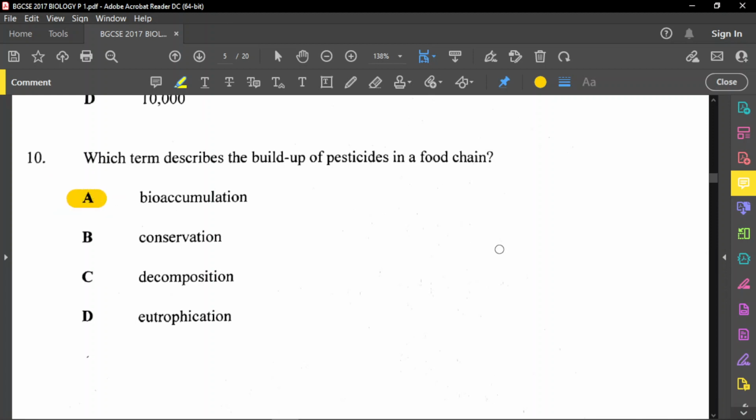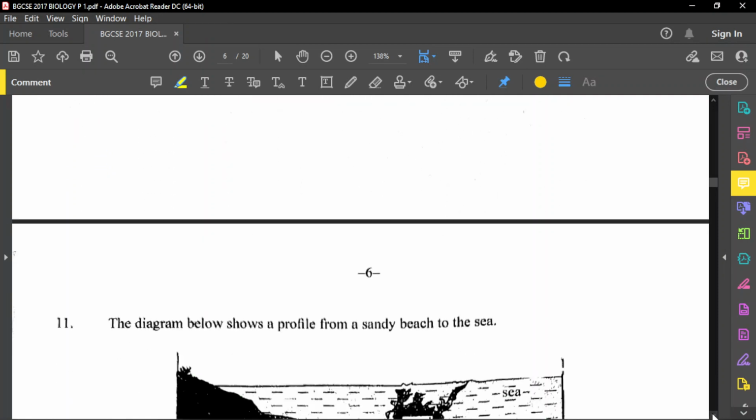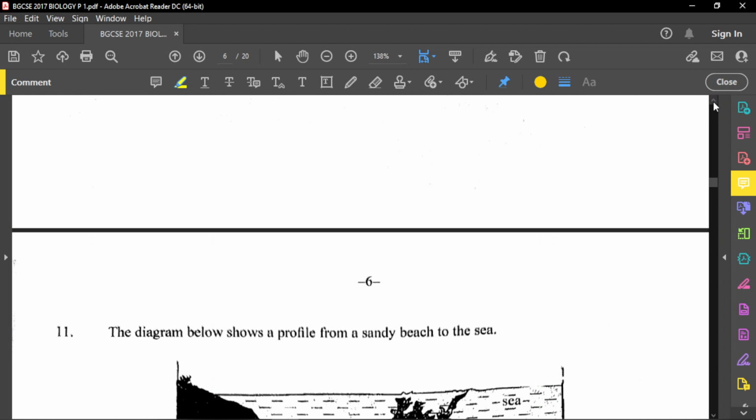The build up of pesticides in a food chain is by accumulation, which means that starting from the producer, if the producer should obtain some poison like pesticides, then it may travel through an increase in concentration as it goes up the food chain. So energy decreases along the food chain, but poisons will increase, especially those that do not break down. So definitely by accumulation. Just to make a note, let me go back a little bit here.